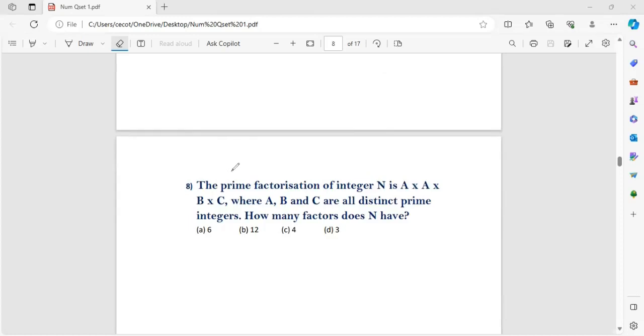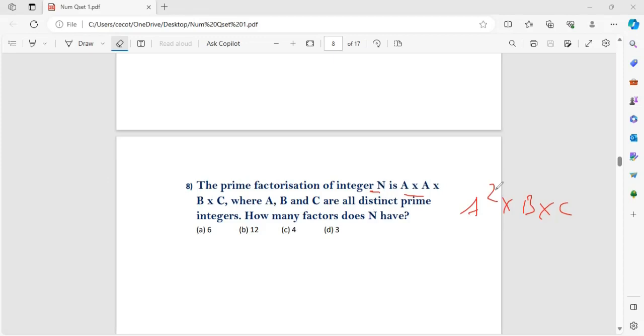Question number 8. It's actually a previous placement question. It's a very, very easy question, isn't it? We're asked to find the number of factors. So there is a number n. The number of factors is expressed like this. That is a square into b into c. A into a means a square, isn't it? And a, b, c are all distinct prime numbers.